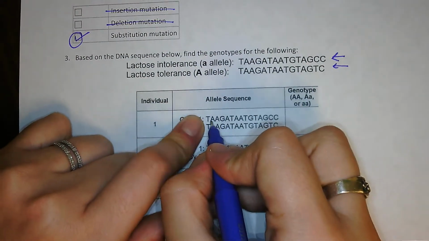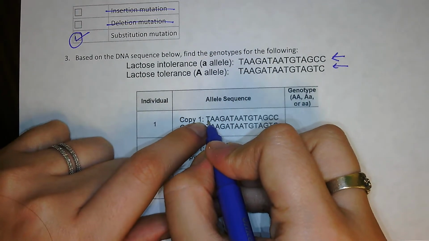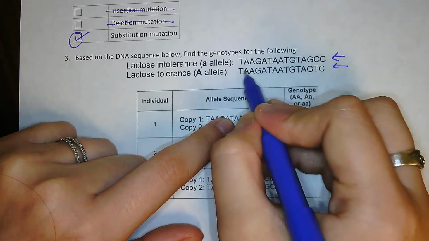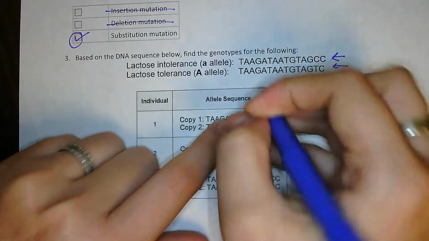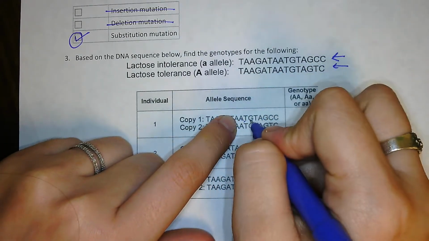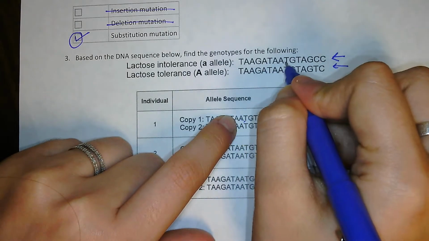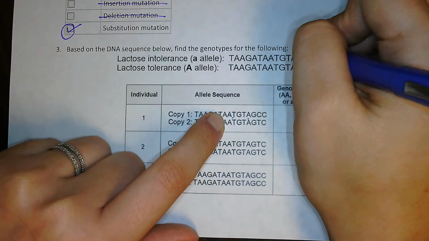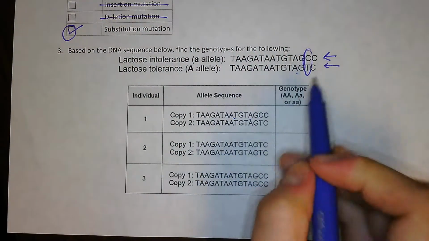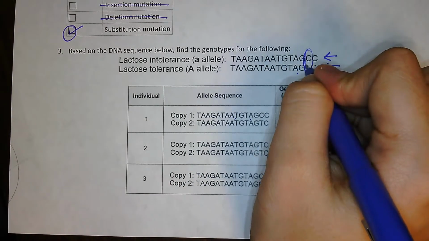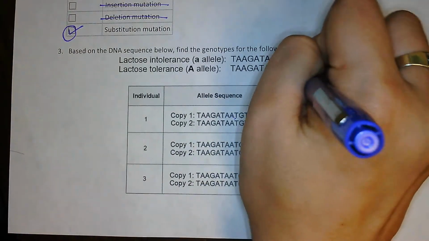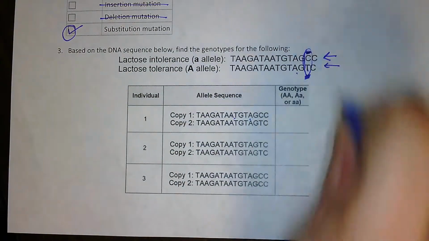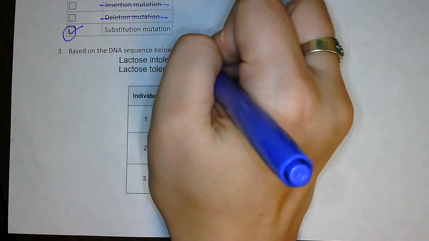So I have first copy of this gene is TAAGAT, TAAGAT, okay? AAT, GTA, AAT, GTA. Oh, I see. So the change happens here. So any DNA sequence that has a T in this second to last base is going to be dominant. Any DNA sequence that has this C in the second to last base is going to be recessive.